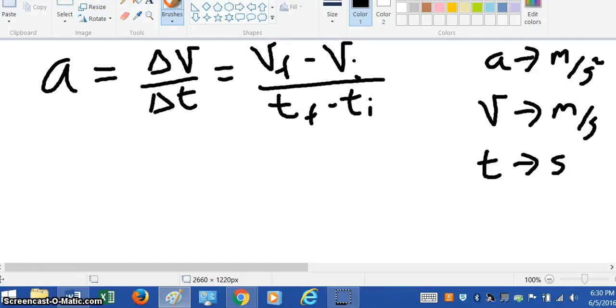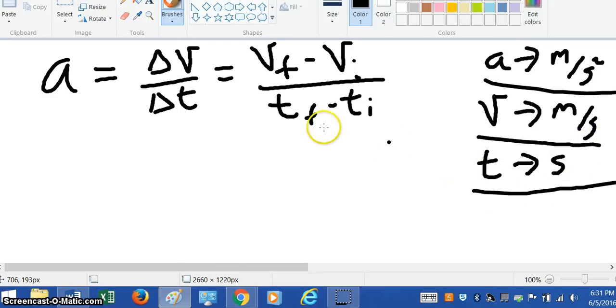Here's an acceleration example. The acceleration is the change in velocity divided by the change in time, which of course means the final velocity minus the initial velocity divided by the final time minus the initial time. So the unit-wise acceleration is meters per second squared. The velocity is meters per second, and the time is in seconds.